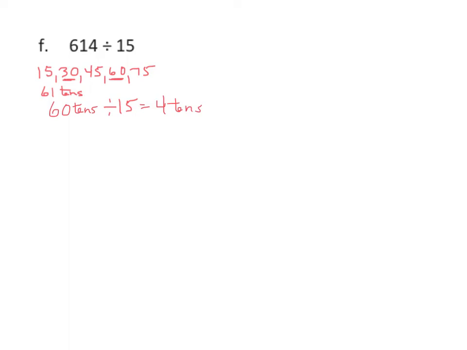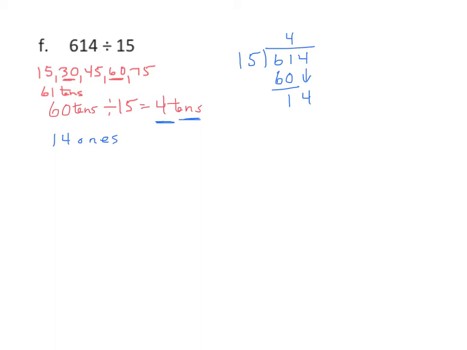Let's set up the problem. All right, so our estimate here is 4, so I'm going to put 4 in the tens place because it's 4 tens. I'm going to multiply 15 times 4, and that's 60. I subtract and get a 1. Now I'm going to bring down that 4. And now I have 14 ones.